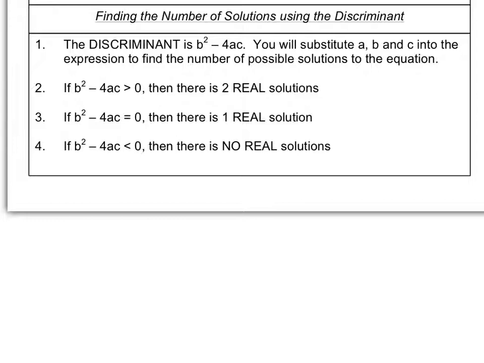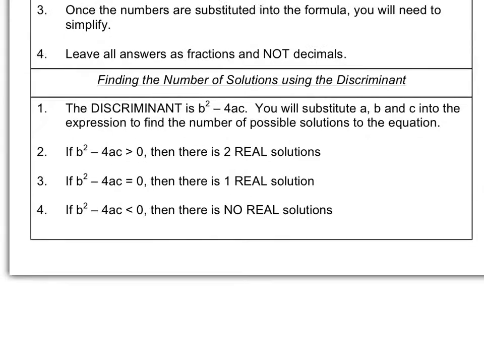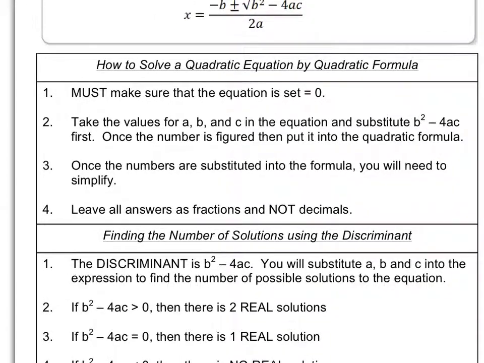Okay, so let's go back and take a look at the steps for solving a quadratic equation with the quadratic formula. First of all, like I said before, you want to make sure that you set your equation equal to 0. That's a number one key. Once you figure that out, you're going to take your values of a, b, and c and substitute into the discriminant first. Once that number is figured out, then you're going to put it into the quadratic formula. The reason we do this first is because it's going to make life a little bit easier for us. So find the discriminant first.